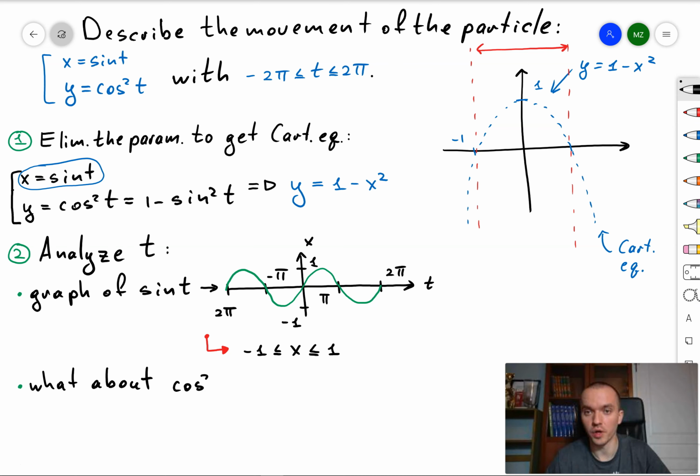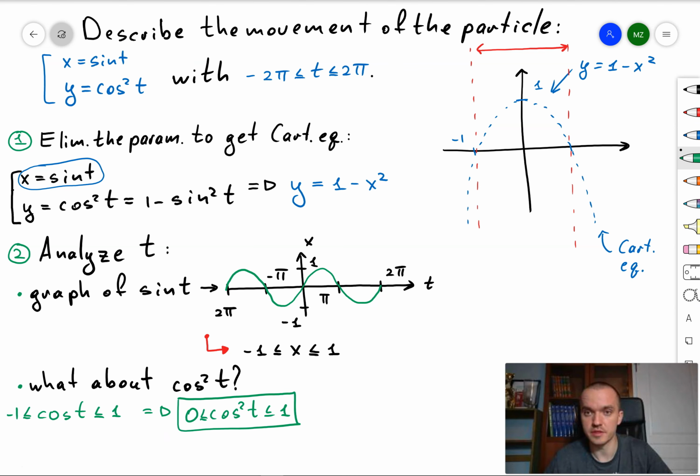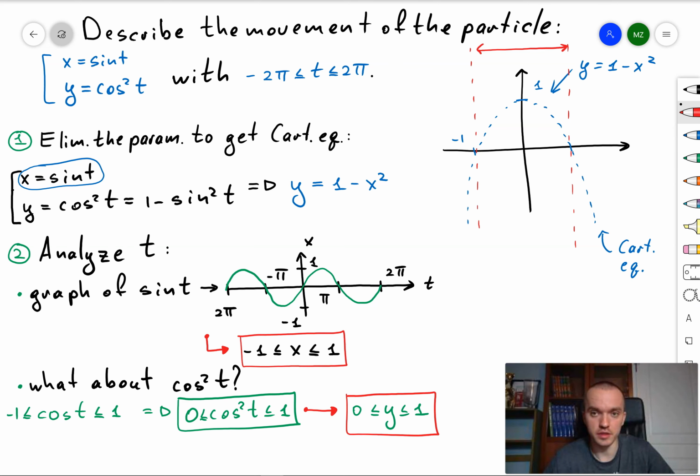Next, what about the y component? We know that our y component is equal to cosine squared t, and that cosine t is bounded between -1 and 1. But if we find the cosine squared t, then since a square is bigger or equal than 0, and since cosine t is less than or equal to 1, and when you square 1, 1 squared is still equal to 1, then our y is going to be bounded between 0 and 1. So in other words, we're going to have the corresponding bounds. The whole parametric graph is going to be within that rectangle.